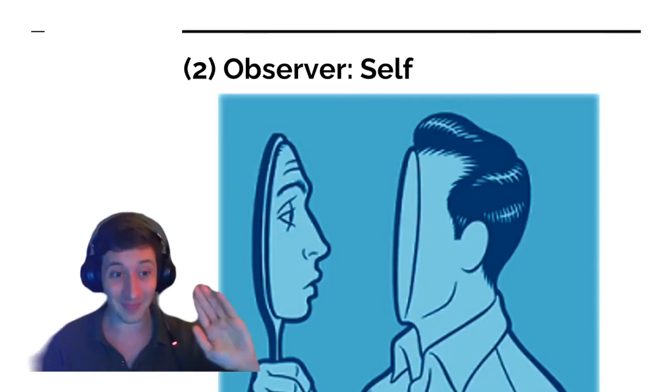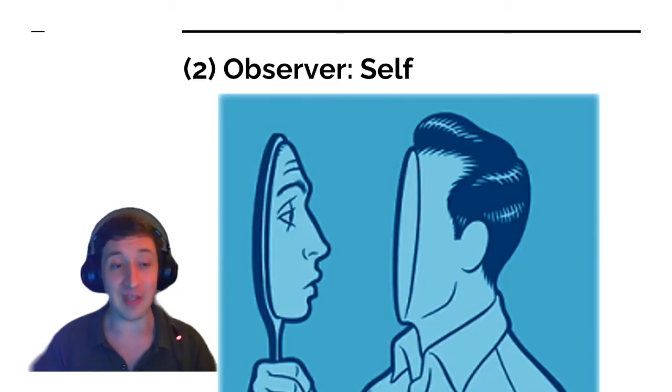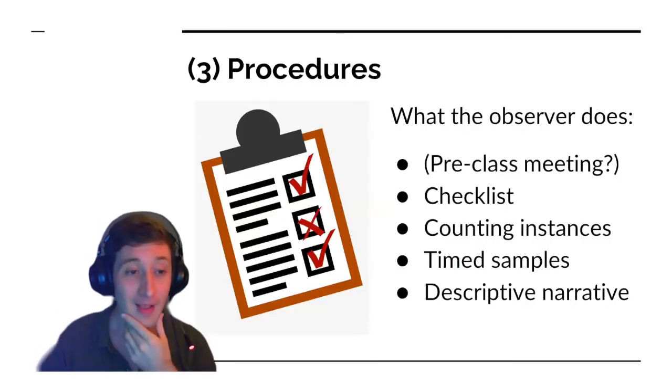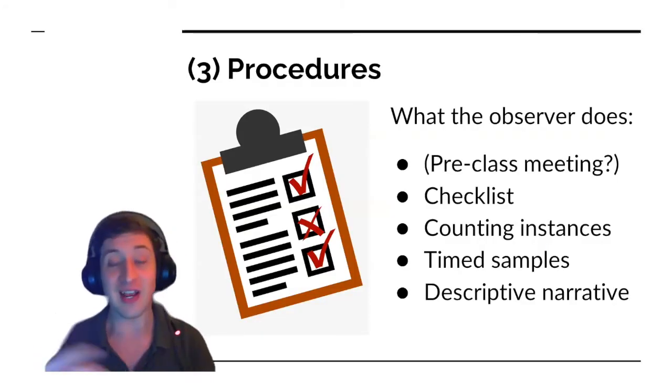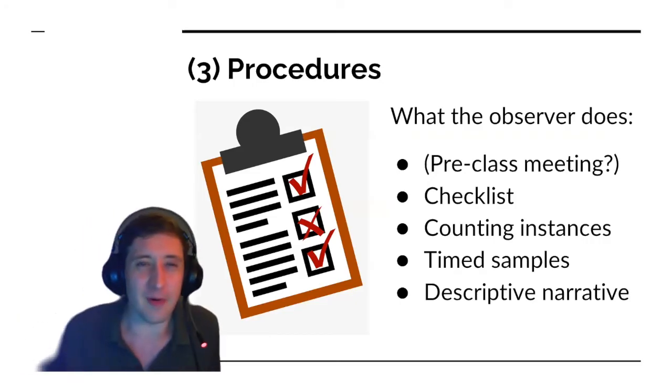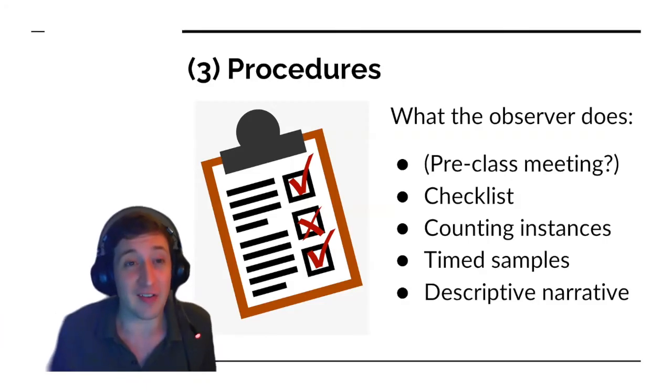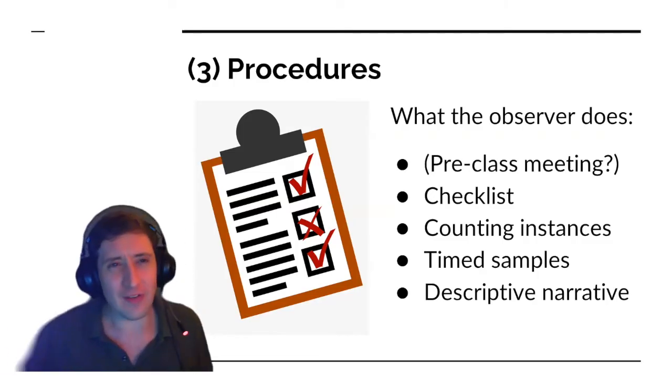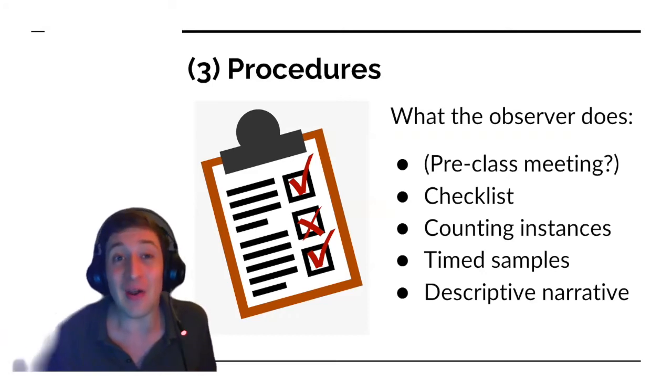So yeah, you choose the observer. It can be you yourself or somebody else. And then there is the question of exactly what you're going to do. And there are a few pretty good approaches. You have to kind of ask if you're going to meet in advance and discuss this, or if you're going to give the observer a free hand. That's one thing. And some good options for procedures: prepare a checklist.